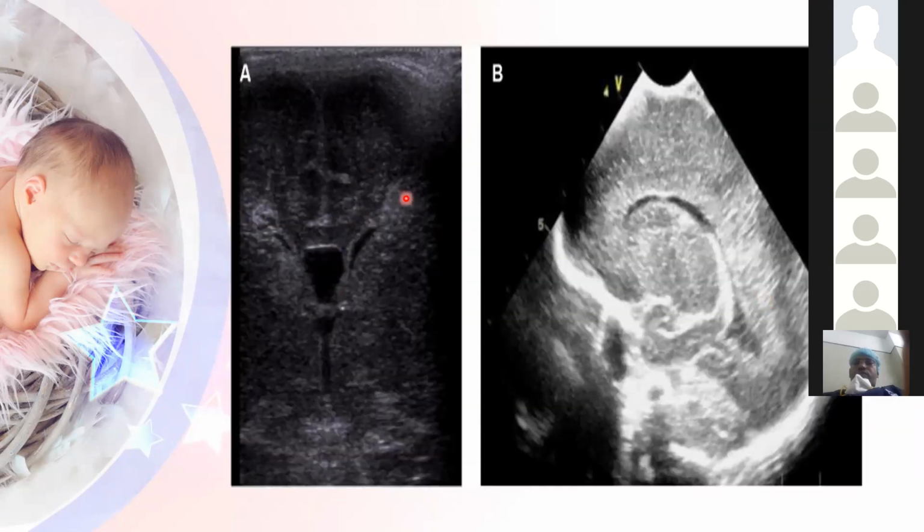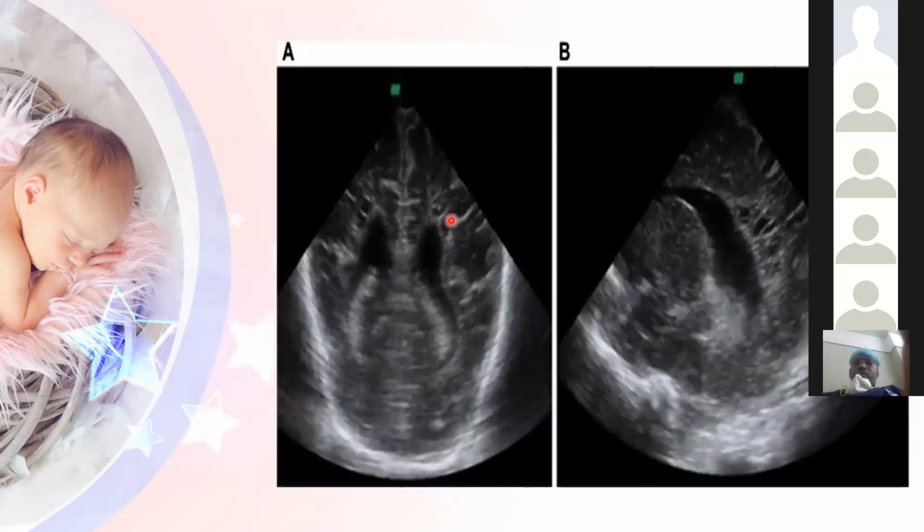This is grade 1. See the echo density here. This is more echo dense compared to the choroid plexus here. So this is grade 1. Again, this is more echo dense compared to the choroid plexus. This is grade 2 with small cysts, both in the coronal as well as in the sagittal section.